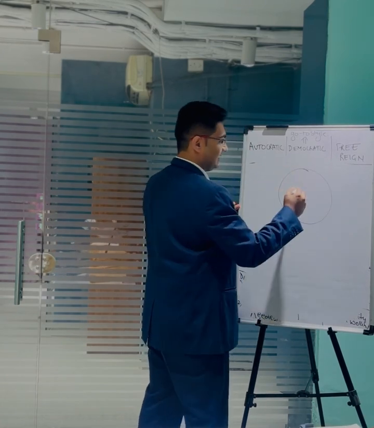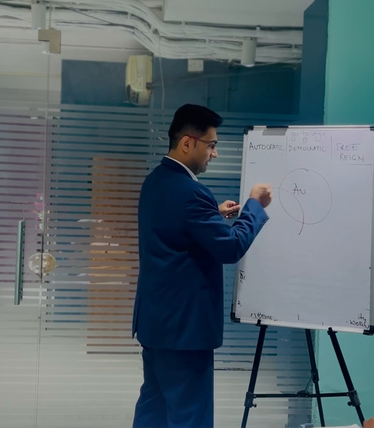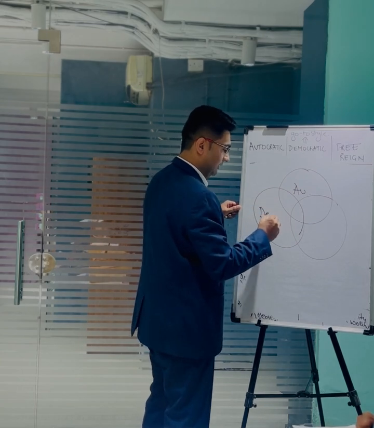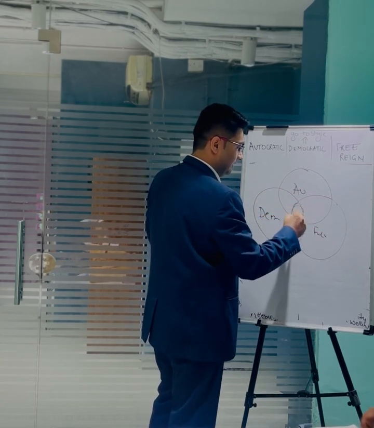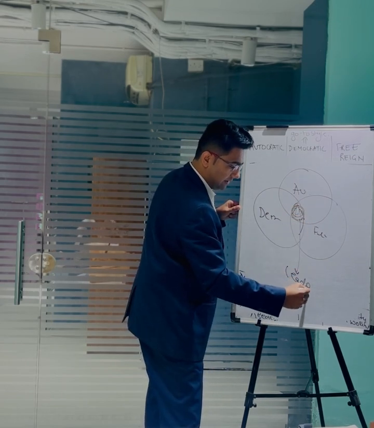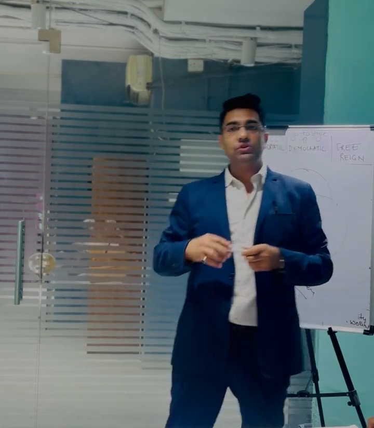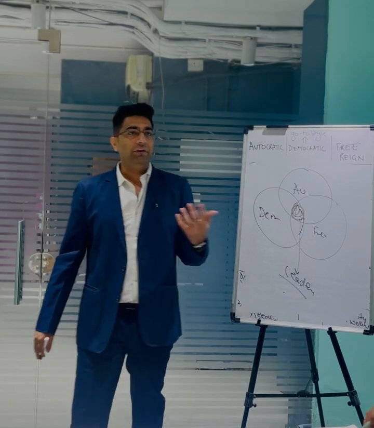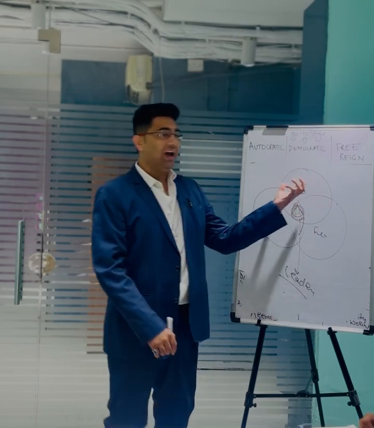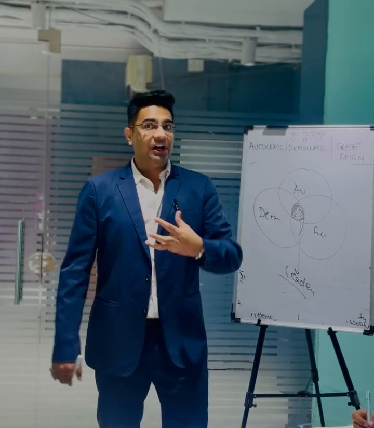So if you look at this, let's say this is autocratic, right? Then this is democratic, and this is free rein, right? This segment is the real leader. Who's going to be a great leader? Who's going to be somebody who runs a very successful business in our business? Somebody who has the quality of all the leaders. When required, I become autocratic.